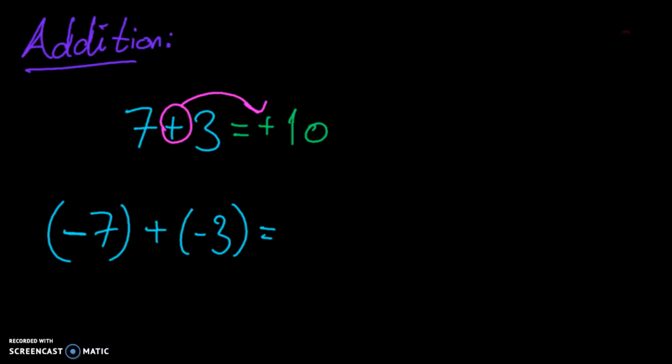So negative 7 plus negative 3. Now we have a negative here and a negative here. So we have same signs. Same signs before both numbers. Here we had plus and plus. So the answer was plus. Now we have minus and minus. So the answer is minus. And we just add these two numbers here, 7 and 3. 7 plus 3 is 10. So negative 7 plus negative 3 is negative 10.